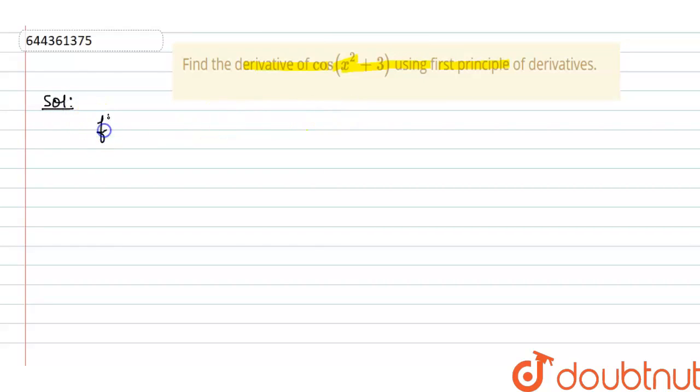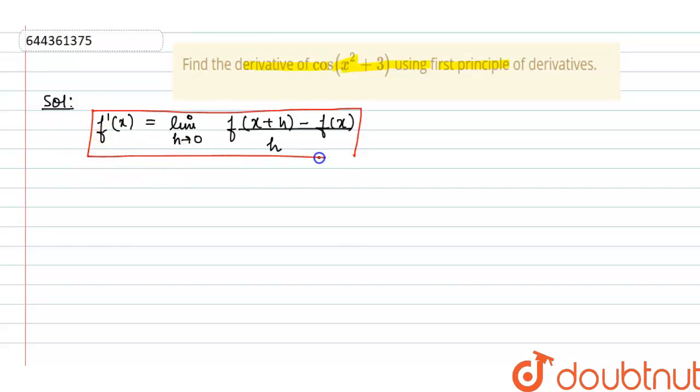Its formula is f'(x) equals limit h tends to 0 of f(x plus h) minus f(x) upon h. This is the formula for first principle of derivative that I will use here to solve the given question. So the question is given: cos(x square plus 3), whose first principle derivative I have to find. Now putting these values in the formula.